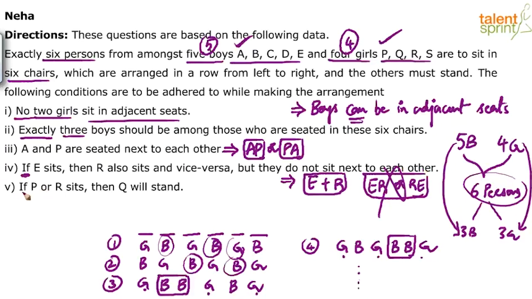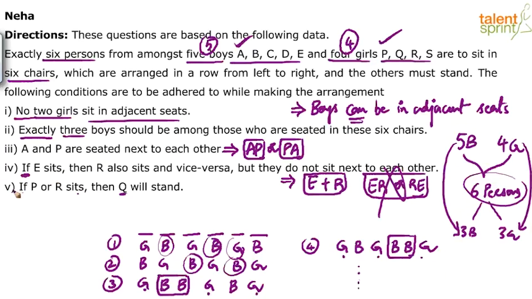Last point, if P or R sits, then Q will stand. Which means if P is in the group or R is in the group, then Q has to stand. So very clear, simple point that if P is there in the group, or let's say R is there in the group who are to be seated, then Q will stand. Q will not be selected. Well, it looks like a simple point, but there is a lot of information available here, right?